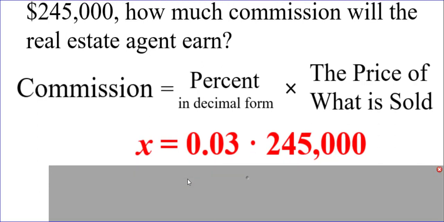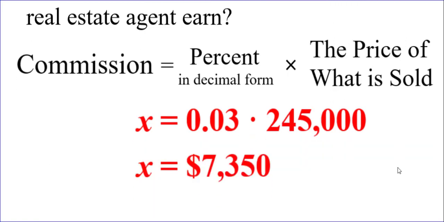Since this time the variable is by itself, we do not have to divide at all on both sides. The variable is already by itself. So take 0.03 times 245,000 in your calculator and you get $7,350.